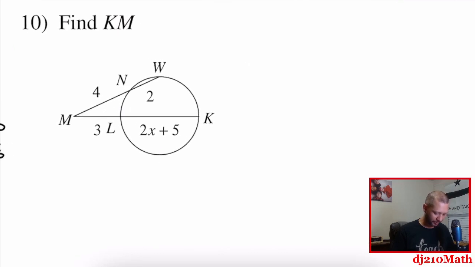Number 10, find KM. What's KM? KM is going to be this highlighted part. So again, it's two secants. So we take the whole secant times the outside part. So 4 plus 2 is 6. That's the whole secant, times just the outside part, which is 4, is equal to the whole secant, (2x + 5 + 3), times just the outside part.